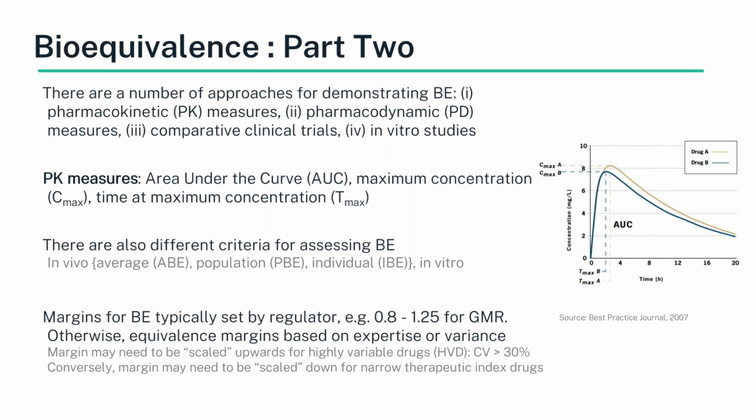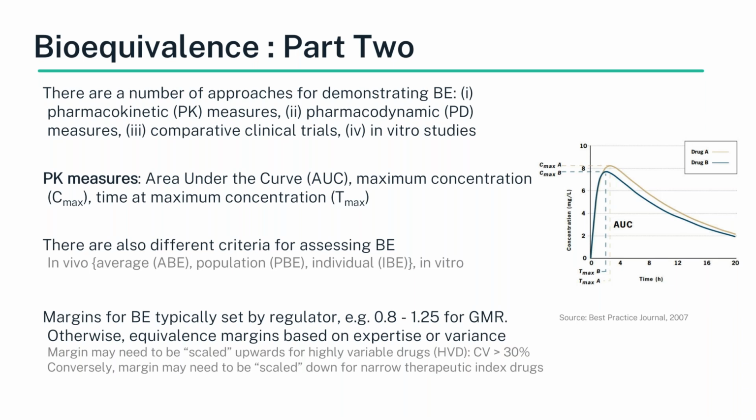So for example, that might be the impact on blood pressure, and so often these will be used in combination with pharmacokinetic measures rather than as the primary analysis. But again, as I mentioned, some cases necessitate that these will be used instead of PK measures.